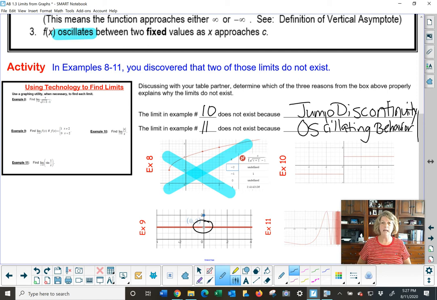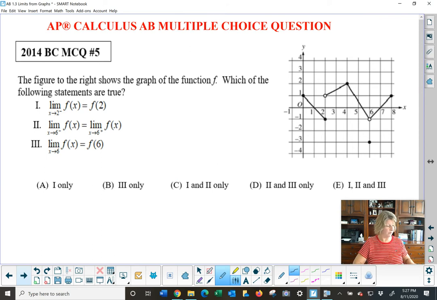So those are common reasons for limits to not exist. The last thing, I think this is our last question. The figure to the right. Oh, this comes from an AP question. Woo, multiple choice. There are multiple choice questions as well as free response questions in our 4-hour AP exam come May. The figure at the right shows the graph of the function f of x. Which of the following statements are true? And then there are 3 options. So we actually have to analyze each of these 3, don't we, to determine it. A, B, C, D, or E.